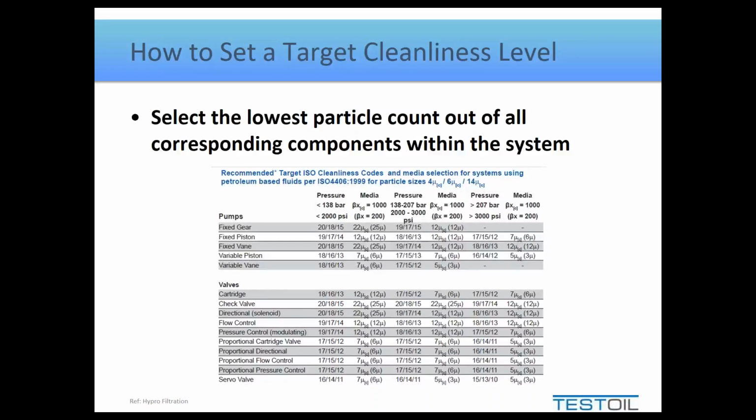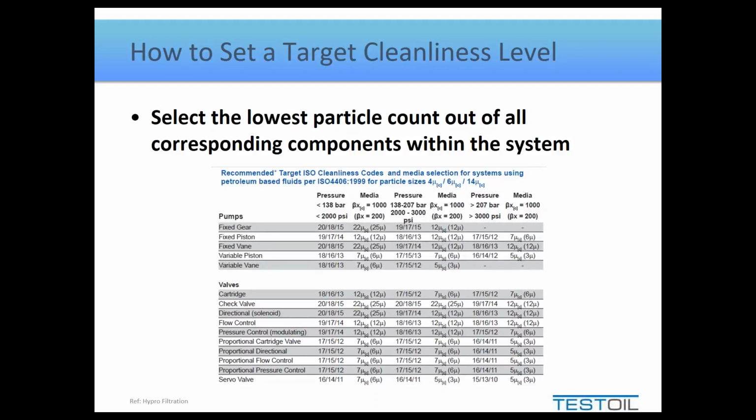So how you use this chart is you don't set ISO target cleanlinesses based on the type of asset it's coming out of. You don't blindly apply the same limit for all gearboxes or all pumps or all compressors. What you look at is the moving, lubricated parts within the system. To give you a quick example, imagine we have a hydraulic system with a variable piston pump, a servo valve, and a journal bearing in it. So those are at least 3 types of components within our system. This system operates at over 3,000 psi. So we look at each of those 3 components within these tables, and whatever value is the lowest for all 3 of those components becomes the target for the entire system.